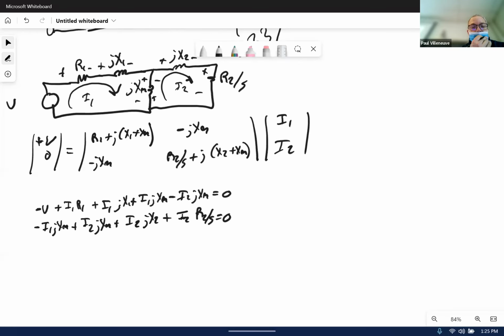Now I'm going to put these into standard form with my voltages on one side and my currents on the other, and then I'm going to sum them together.